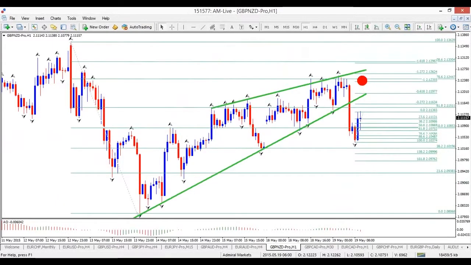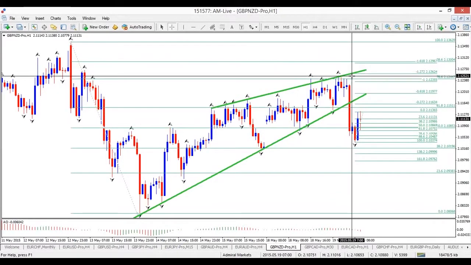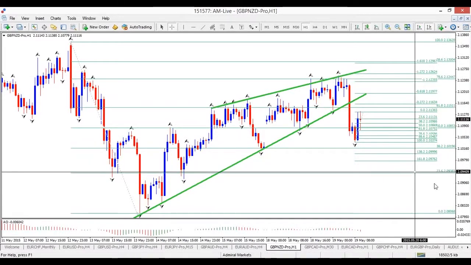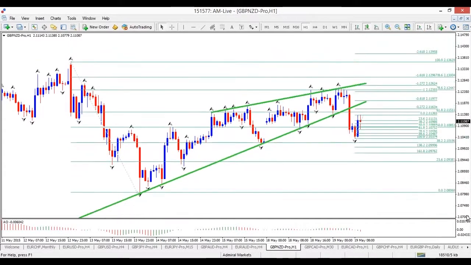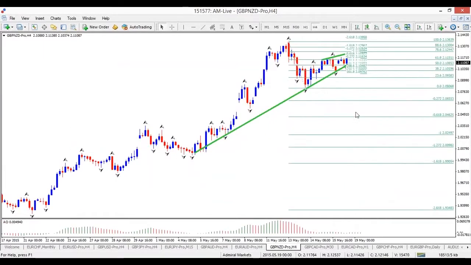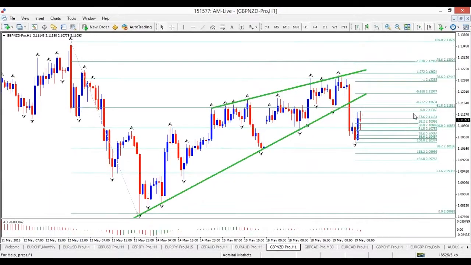The stop loss would have to be above the break of the rising wedge here at 212.60, 70, and target would be, as I said, 206.50, 206.60. It's a lot of pips on the pound New Zealand, but it does move a lot.